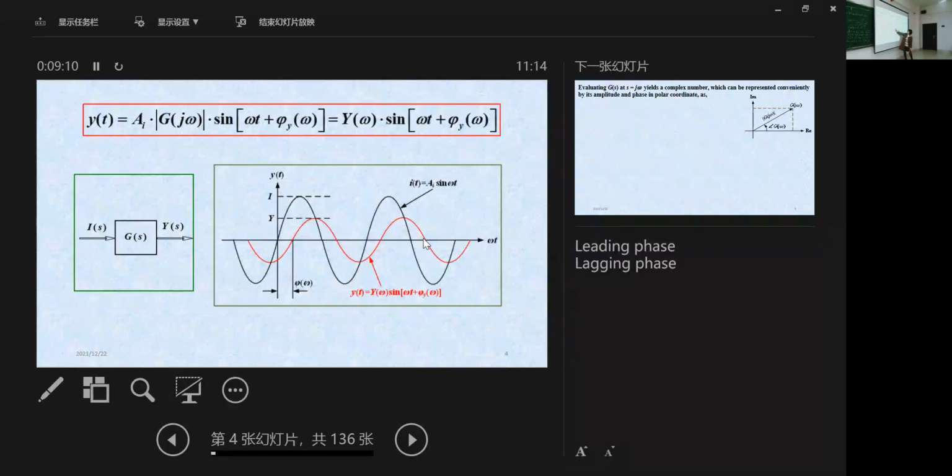The phase of the input is what? Zero, right? But the phase of the output is what? It's phi, omega. So the conclusion here: if you insert into a system a sine wave with an amplitude, omega frequency, and phi phase, then you will get an output curve that is a sine wave, but with a different amplitude and different phase, and the same frequency.